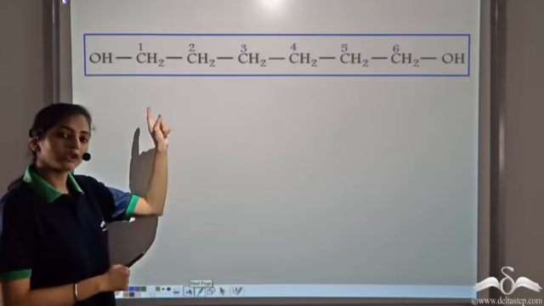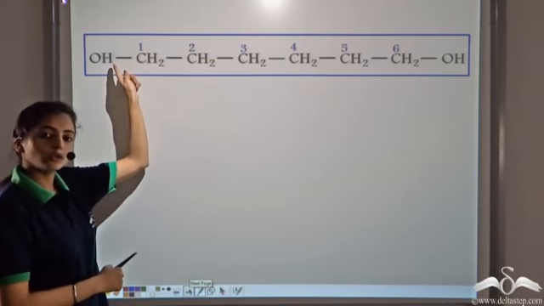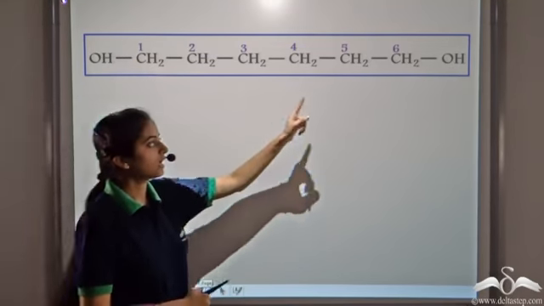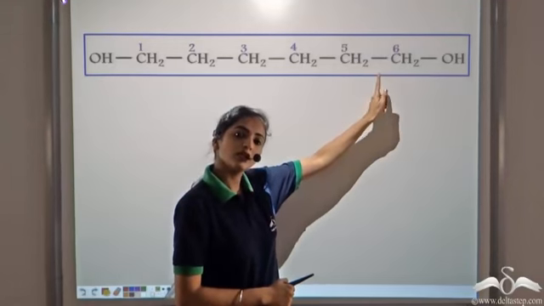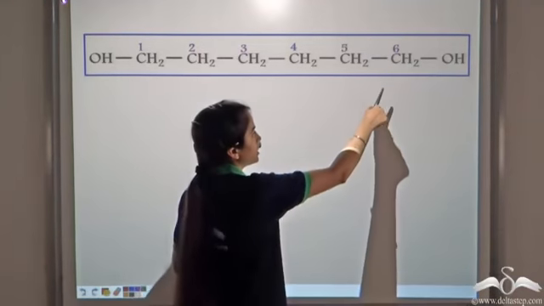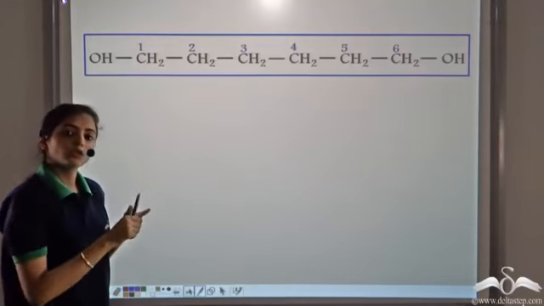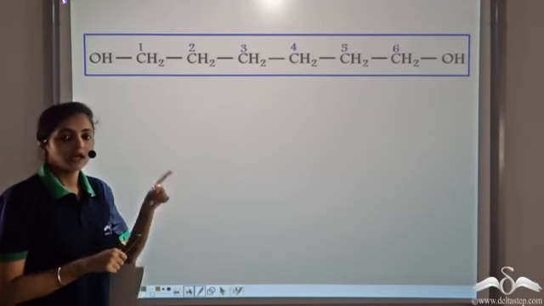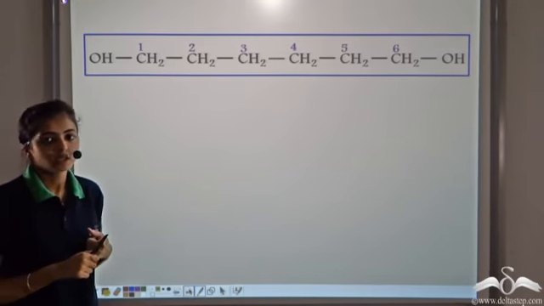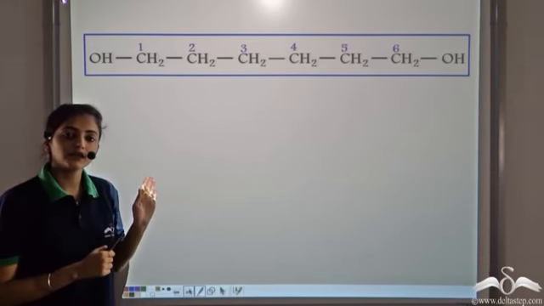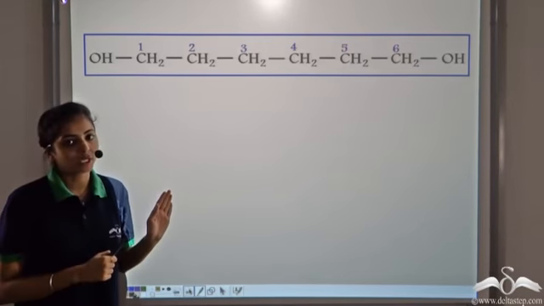So if we start the numbering from left, the first OH group gets number 1. And the second gets number 6. Even if we start the numbering from right, we get 1, 2, 3, 4, 5, 6. So one OH group gets number 1 and the other one gets the number 6. So it remains the same. We can start the numbering either from left or from right.